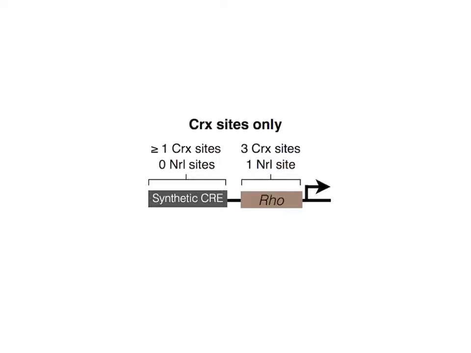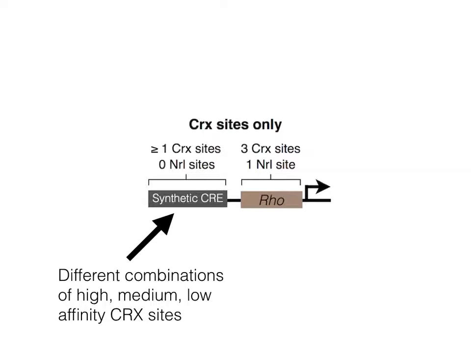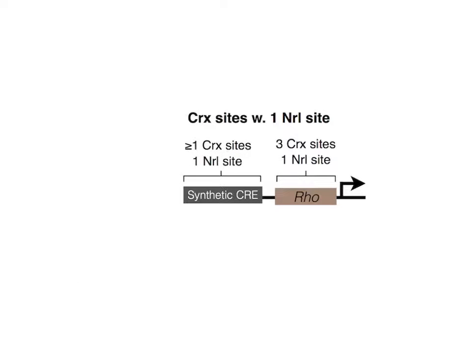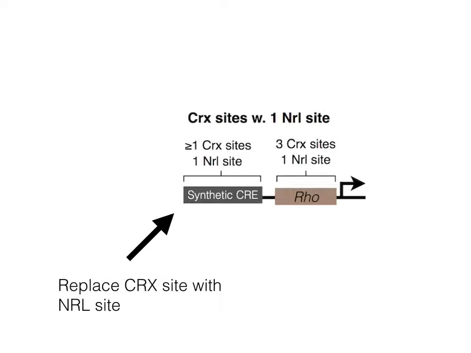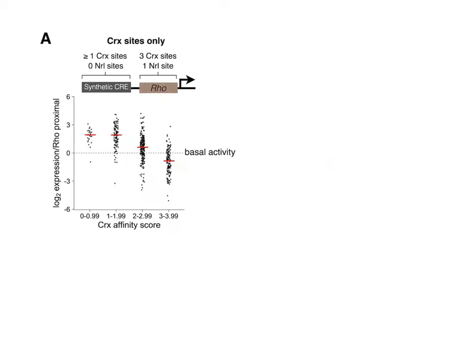We constructed a reporter gene library of synthetic sequences that consisted only of different combinations of high, medium, or low affinity CRX sites. We also designed a set of sequences in which one CRX site was replaced by a site for NRL, another photoreceptor transcription factor that is known to interact synergistically with CRX. We tested the activity of these reporter genes using our massively parallel reporter assay in newborn mouse retina.